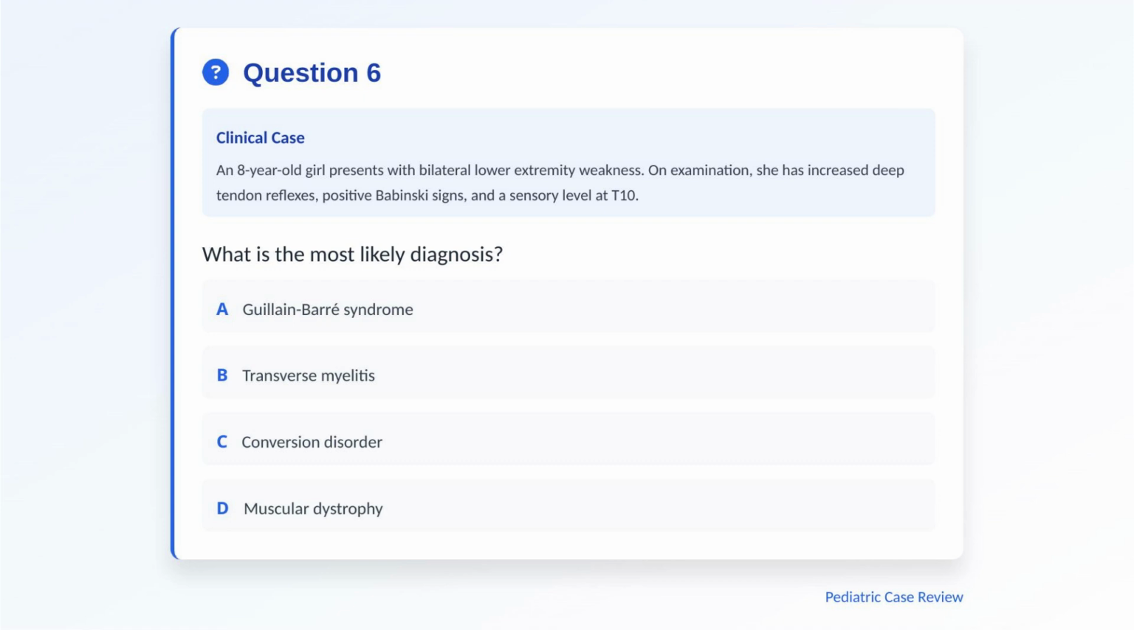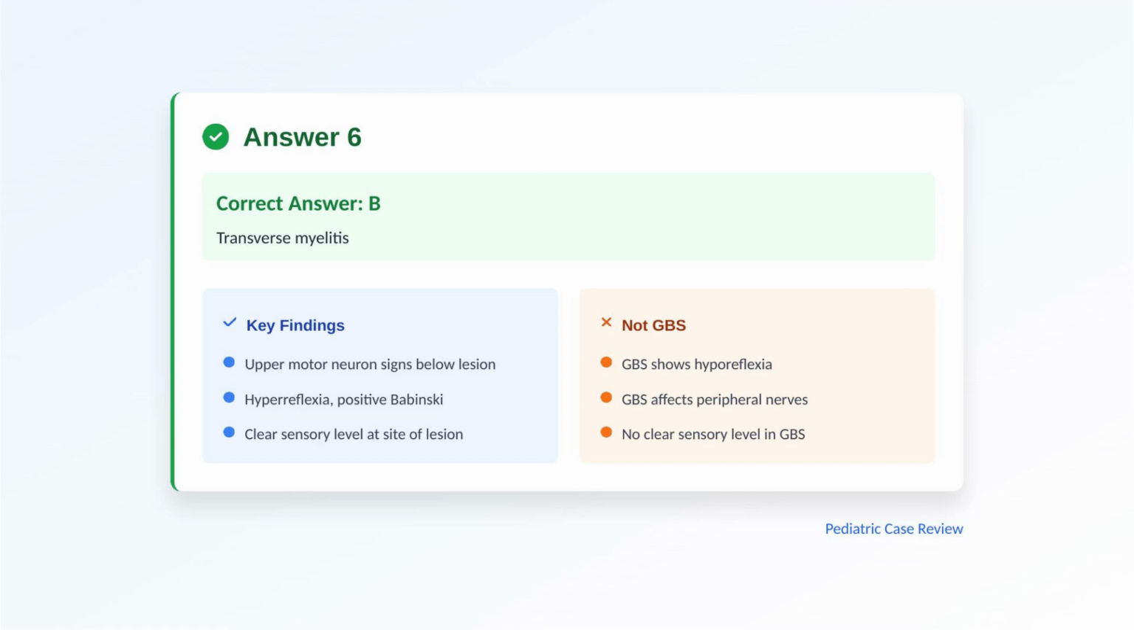An 8-year-old girl presents with bilateral lower extremity weakness. On examination, she has increased deep tendon reflexes, positive Babinski signs, and a sensory level at T10. What is the most likely diagnosis? A. Guillain-Barré syndrome. B. Transverse myelitis. C. Conversion disorder. D. Muscular dystrophy. The correct answer is B.